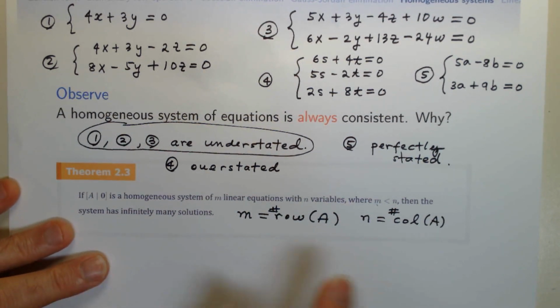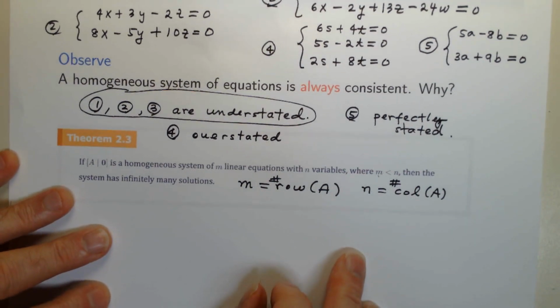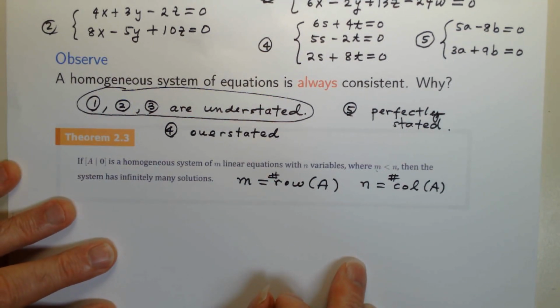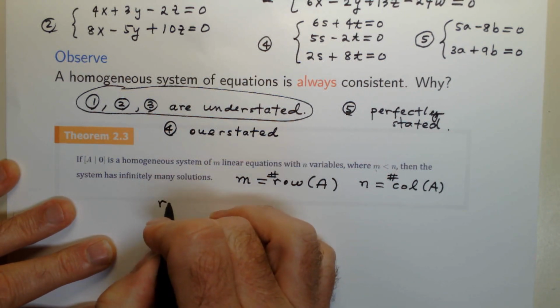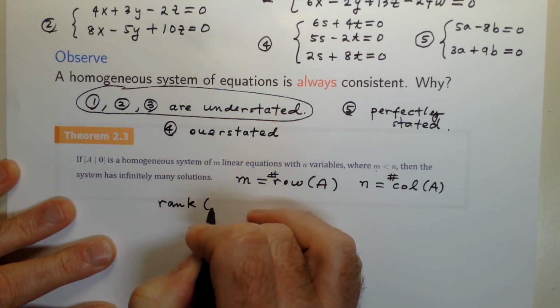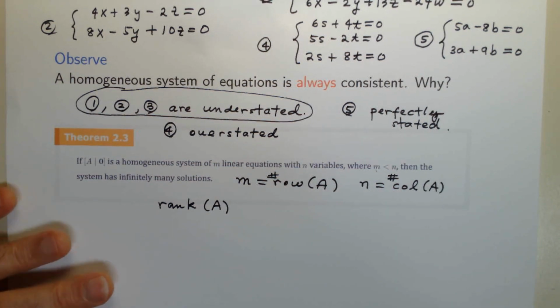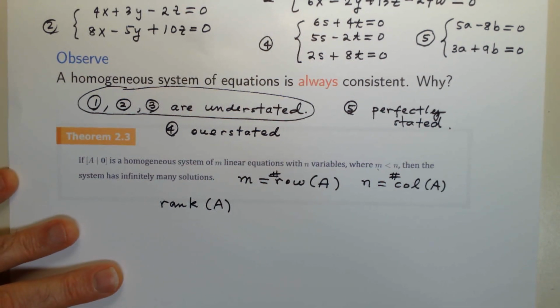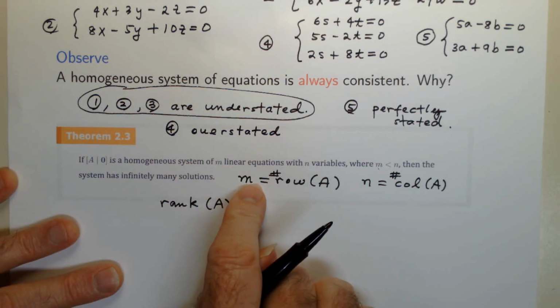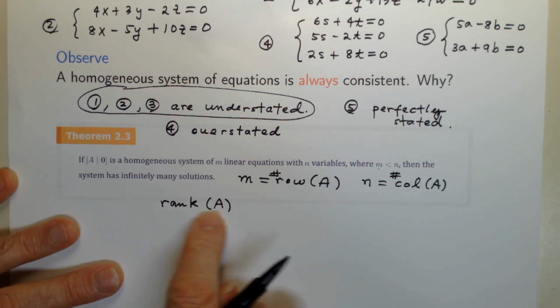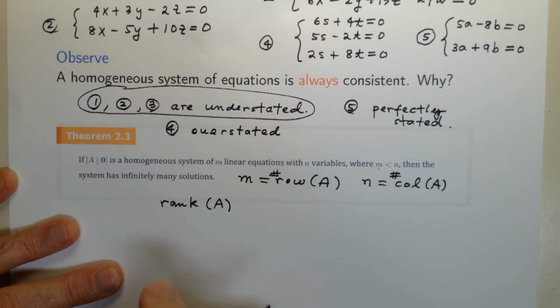Okay, now let's think about what's going on here. Let's go back to the concept of rank. Let's see what we can say. We know that the rank of the matrix A is going to be the number of non-zero rows in its row-reduced echelon form, or even in its row echelon form. So it's the number of non-zero rows. Now we know if we only have m rows to start with, that the rank has to be less than or equal to the number of rows, period.